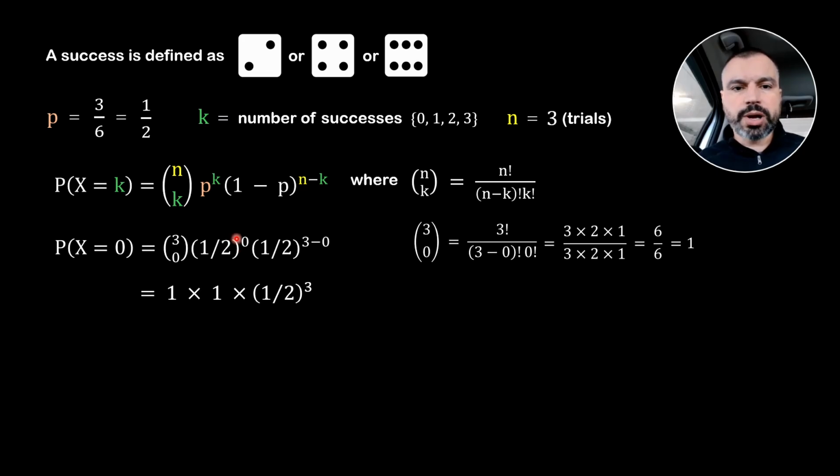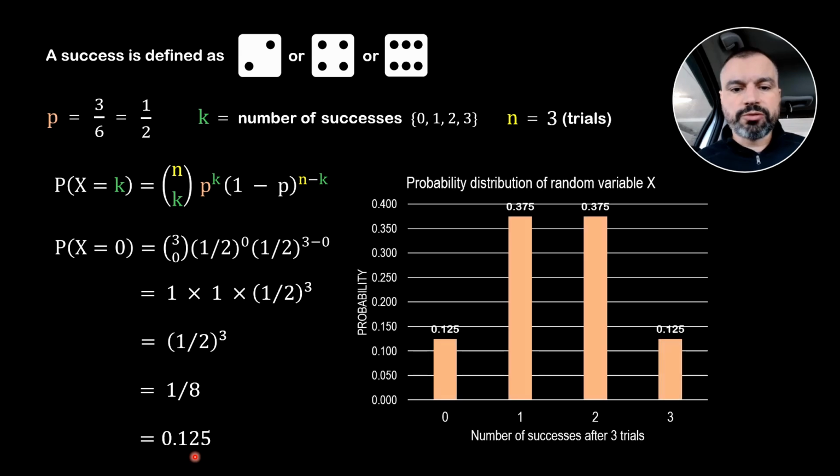0.5 raised to the power of 0 is 1. Any number raised to the power of 0 is equal to 1. So we're left with 0.5 raised to the power of 3, which is 1/8 or 0.125. The probability of x being equal to 0 successes is 0.125. That's what we observe on this chart. And again, if you want to get the full distribution of the random variable x, you need to compute 3 more probabilities. The probability that x is equal to 1, 2, and 3.